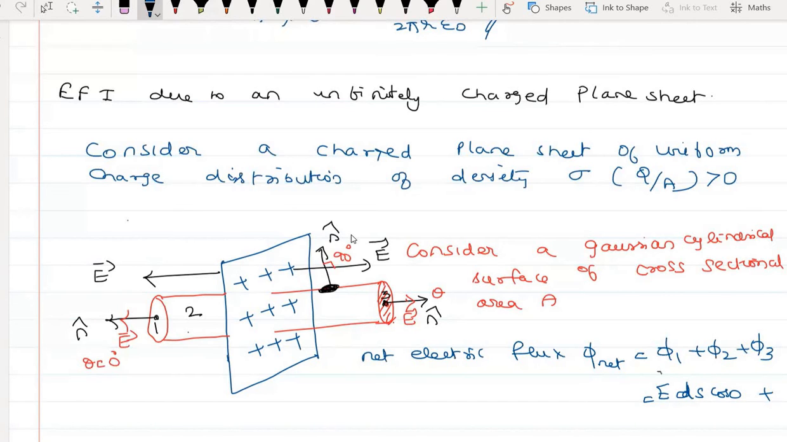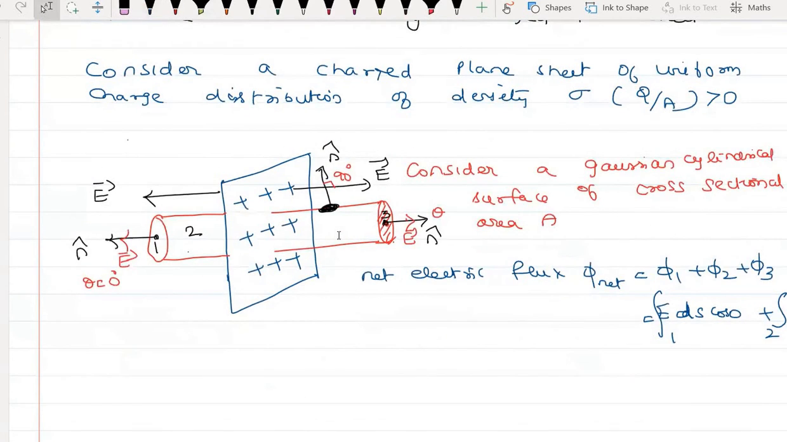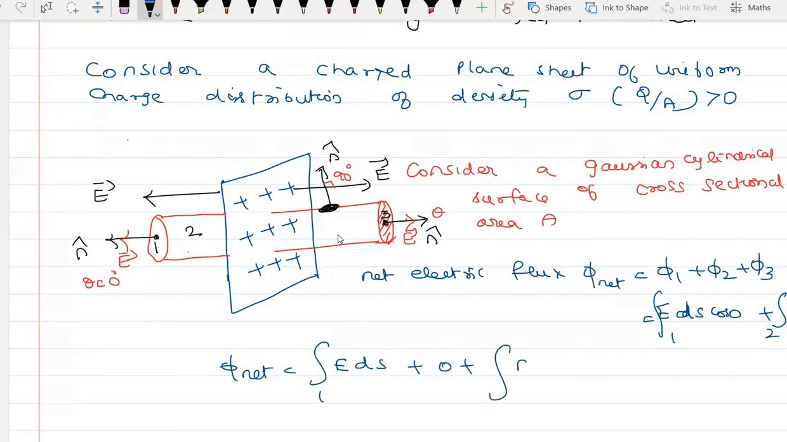Here I forgot to put the integration symbol. This is 1, 2, 3. Now what is the value? Tell me. Phi net will be equal to integration, cos 0 is 1. So it is nothing but E ds plus here also it is 0. Second surface it will be 0 because 90 degree. Third surface it is E ds only.